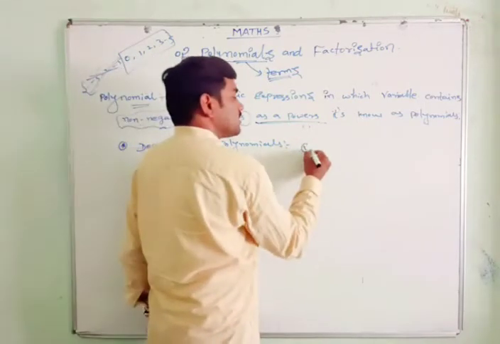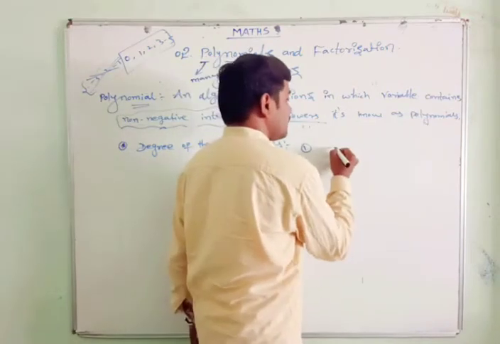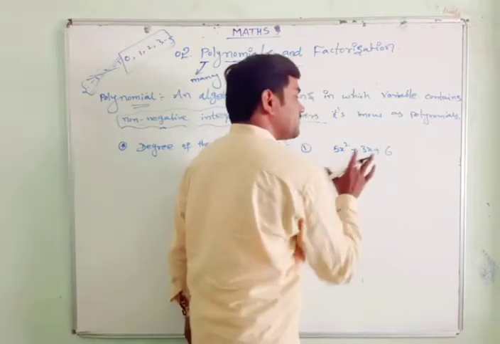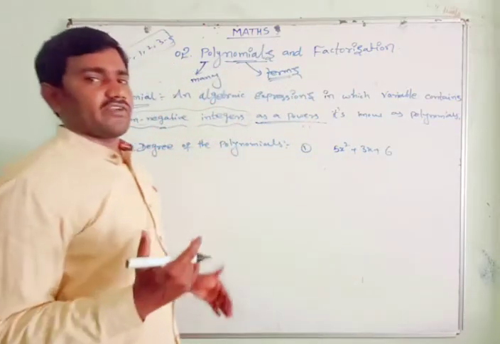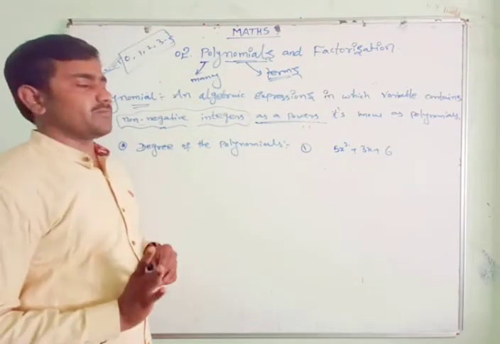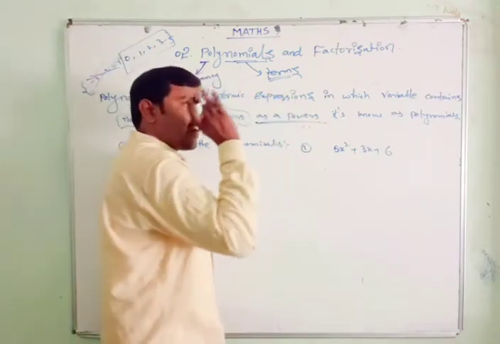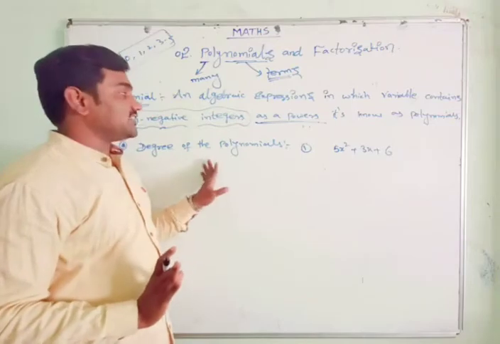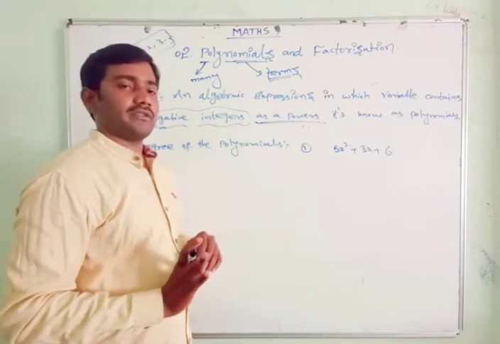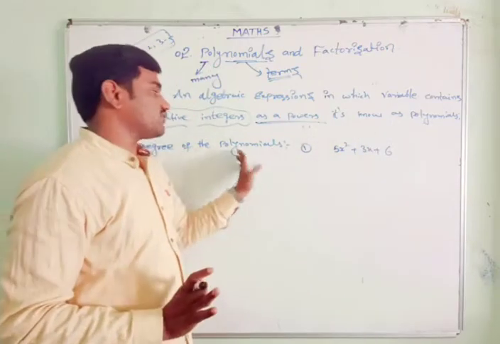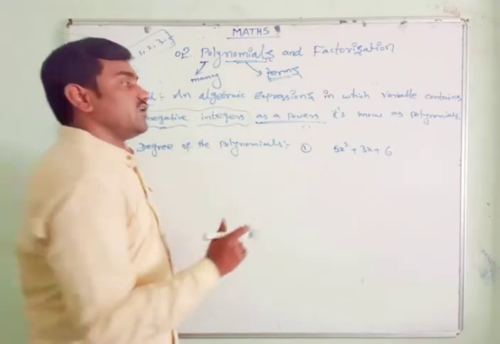Let me write here, suppose any polynomial 5x to the power of 2 plus 3x plus 6. It is a polynomial because the variable contains only positive integers as a power. So what is the degree of this polynomial? The highest degree of an algebraic expression is known as the degree of the polynomial. What is the highest degree?